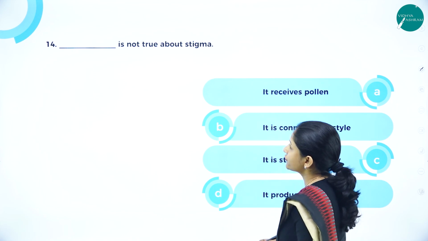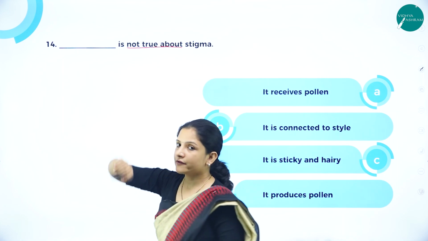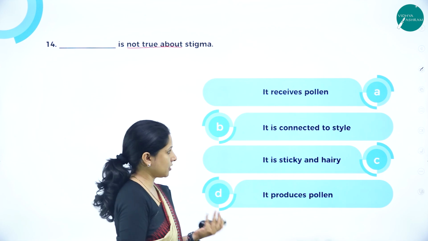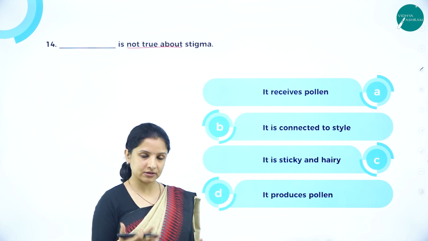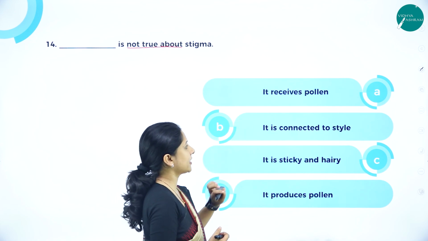Next, dash is not true about stigma. What is the question? I have to find out which is not true about stigma, or they can frame the question as dash is false about stigma. Both are one and the same. It receives pollen. Of course, stigma is a receptive organ that receives pollen. So, this is not the right option here.